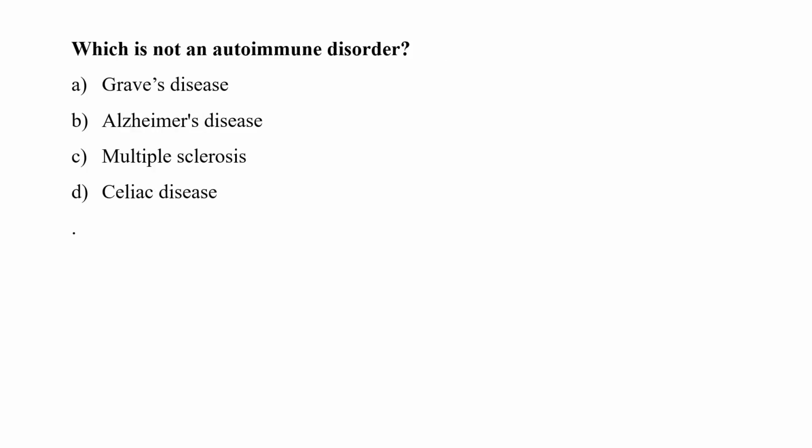Which is not an autoimmune disorder: Graves disease, Alzheimer's, multiple sclerosis, or celiac disease. A syndrome in which our immune system wrongly targets our own body is called an autoimmune disorder. Some of the common examples of autoimmune diseases are rheumatoid arthritis, Hashimoto thyroiditis, celiac disease, Graves disease, rheumatic fever, multiple sclerosis, or pernicious anemia. Alzheimer's disease, on the other hand, is a progressive neurodegenerative disorder which is caused due to the death of brain cells over a period of time. So generally a person acquires Alzheimer's disease in their own life. So option B is the correct answer.